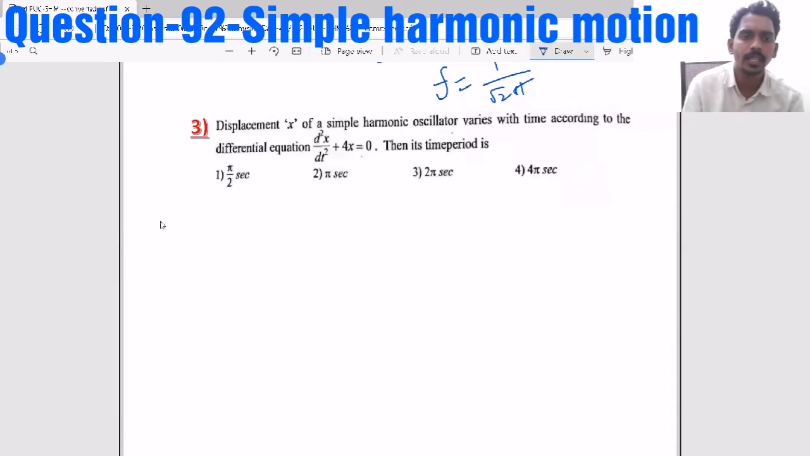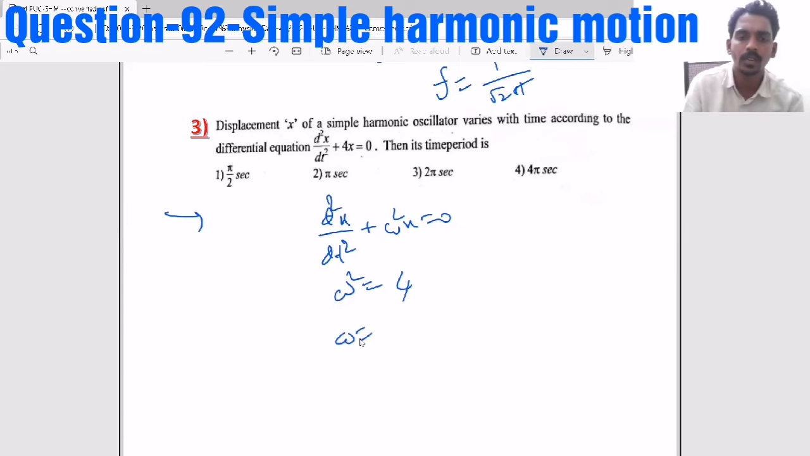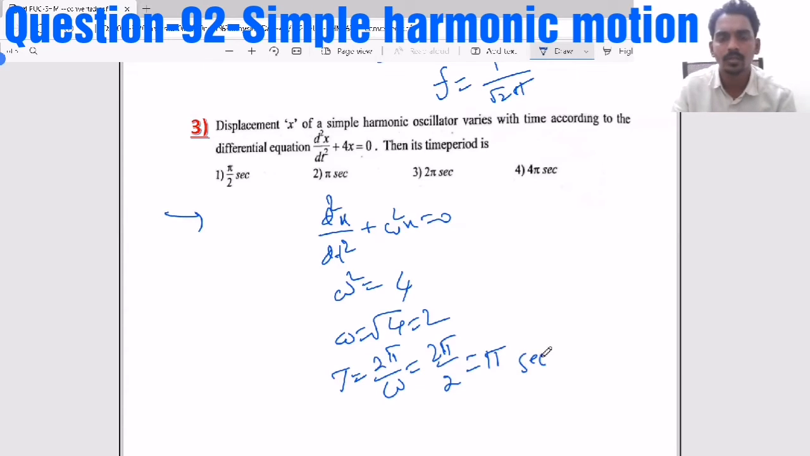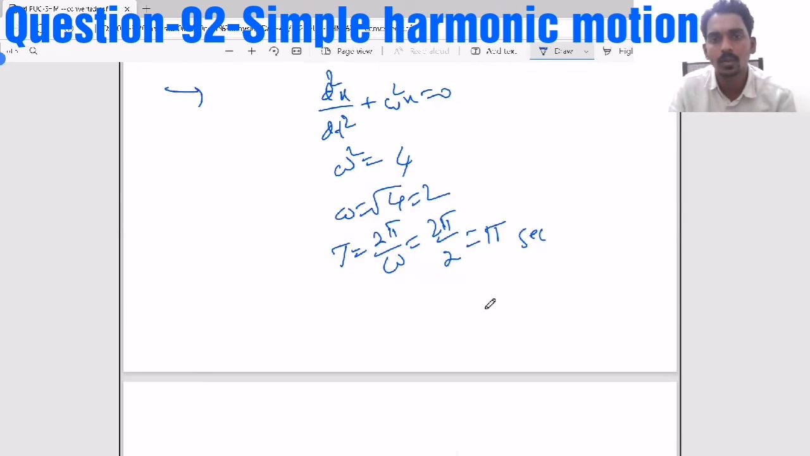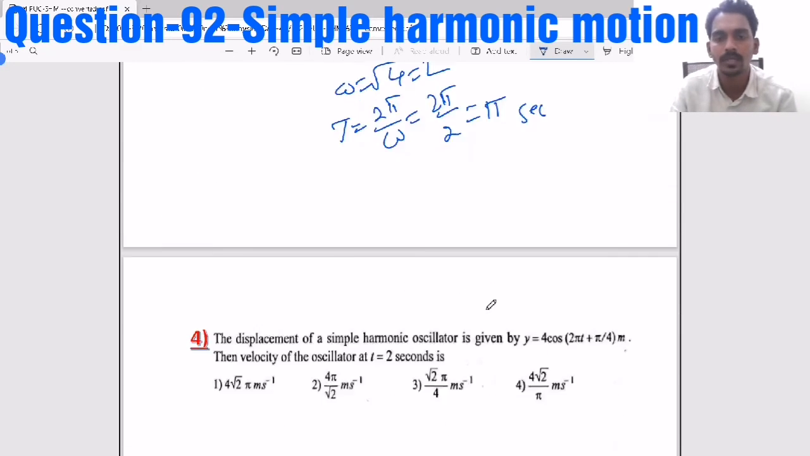Now, displacement x of a simple harmonic oscillator varies with time according to the differential equation, then what is its time period? When you compare the given equation with the general equation, in place of omega square, 4 is there, then omega will become root 4, that is 2. Then time period T equal to 2 pi by omega, that is 2 pi by 2 equal to pi seconds. So understand the question and find out based on which equation the question is given. Then question solving will become easy.